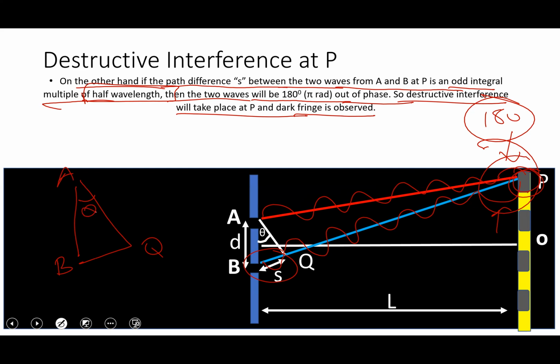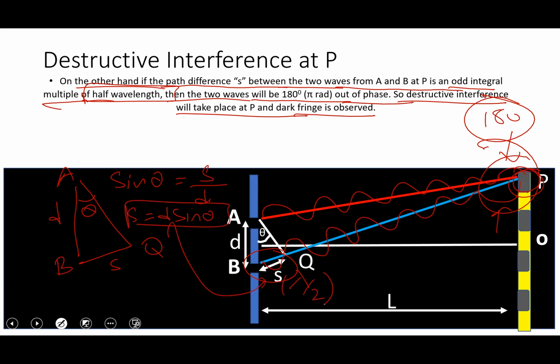This is angle theta. This is S, and this is D. Sine theta is equal to S over D. S will be equal to D sine theta. But if this D sine theta is equal to half a lambda or any integral of half a lambda, you can say, then it will be a destructive interference.